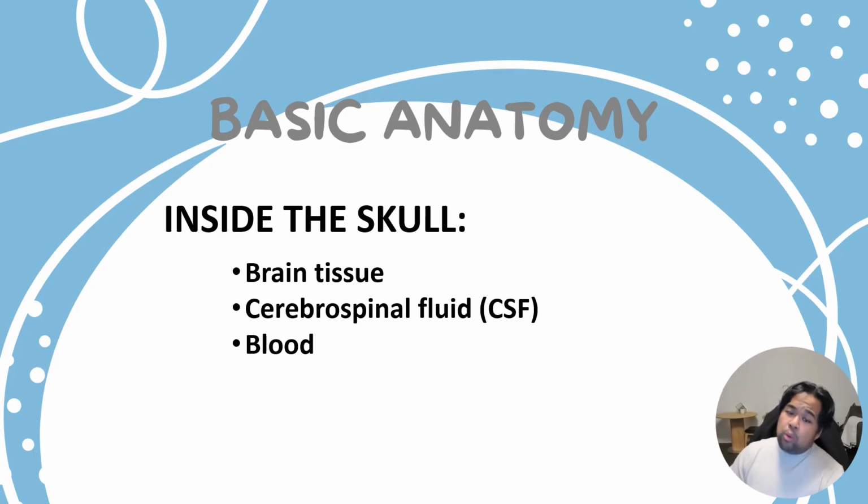So here we go. Basic anatomy, we're going to talk about the skull. The skull has three things in it, right? We have the brain tissue, cerebrospinal fluid, or CSF, and then we have the blood. The skull can't expand. It's a bone, it doesn't expand. So if there's a disruption of some sort, the pressure can increase, right? If the body is not able to compensate and regulate all that, you'll start seeing increased intracranial pressure.